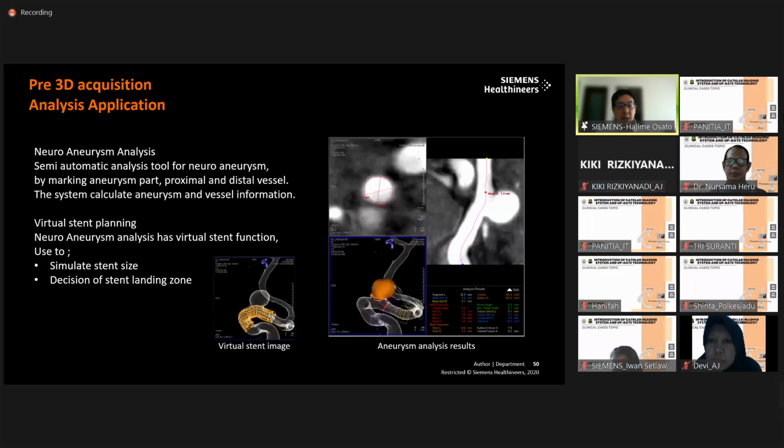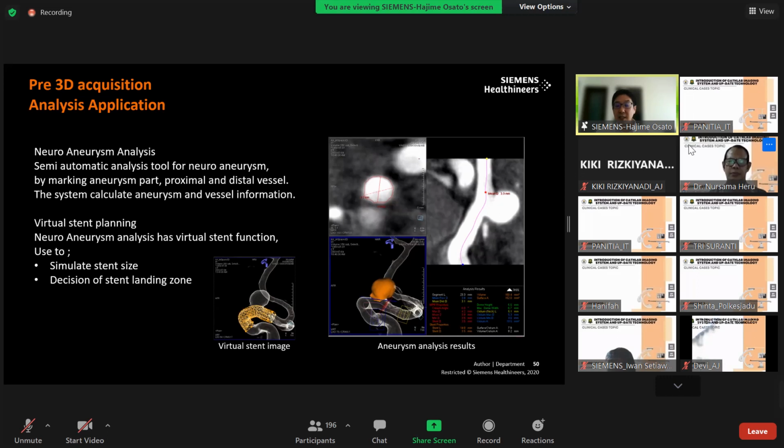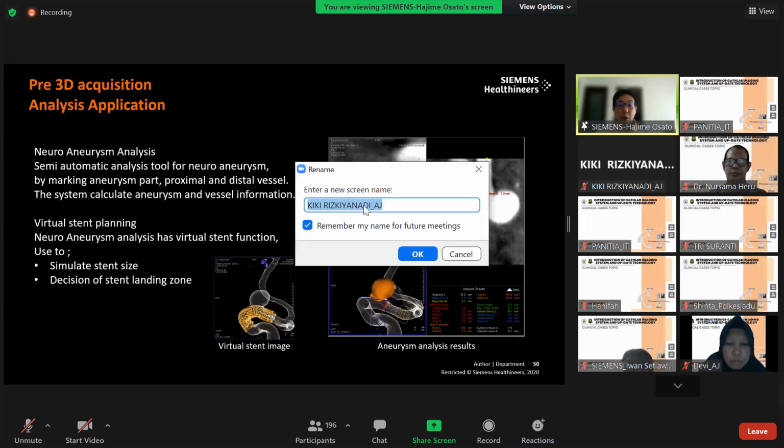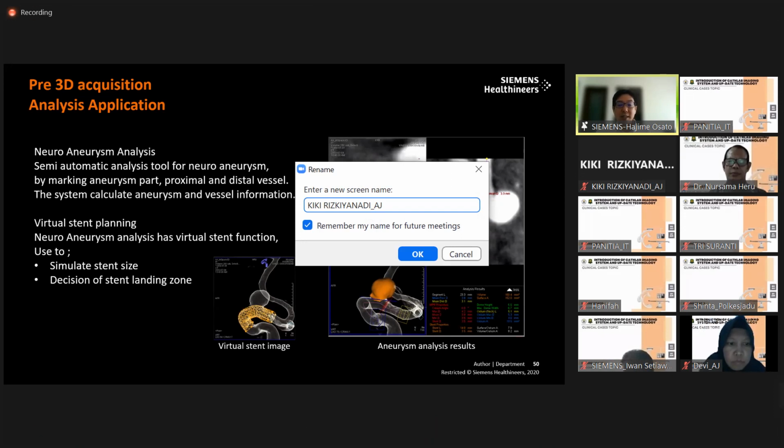So after 3D, some measurements are required. For example, vessel diameter, aneurysm size, volume, and so on. All vendors have analysis applications. On the Siemens system, it's called neuroaneurysm analysis. It is a semi-automatic analysis tool. We select the aneurysm point and the distal and proximal vessel points. The system calculates the result and shows it on the workstation.